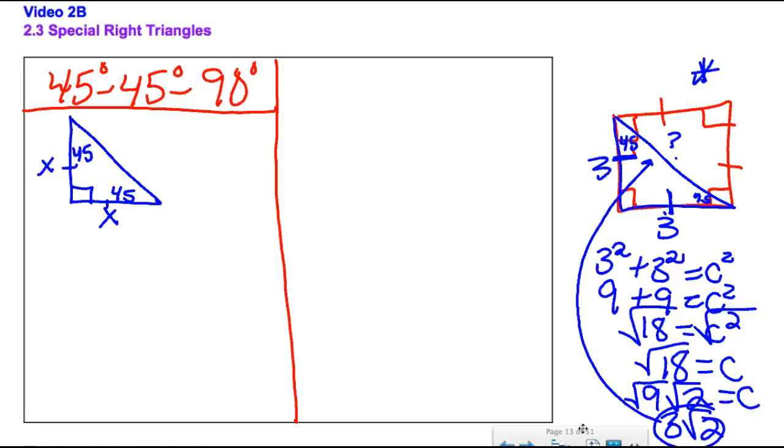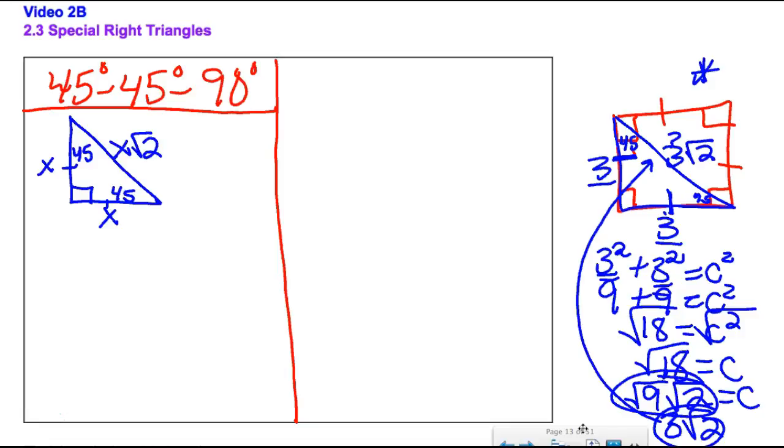Well, go up here. When the leg was 3 and the leg was 3, I got 3 root 2 over here. That's going to happen no matter what leg length I'm given, because I will always have 2 of these. So it's always going to boil down to that same situation. So we can always say that this is equal to x times the square root of 2. And then you're able to work with them.